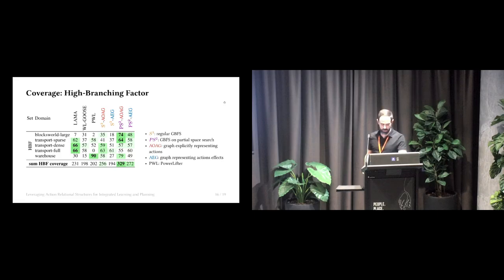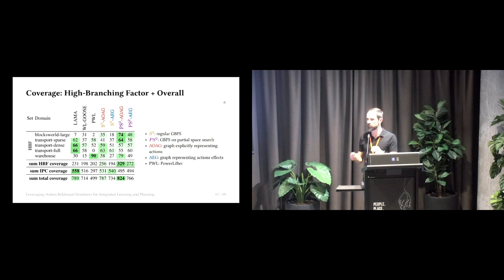And now if we bring all the results together, we can see that, yes, partial search with our graphs overall has the largest coverage. So we were able to have not so much a compromise here, right? We got both improvement on the IPC and the high branching factor. We didn't have to compromise one for the other, okay?